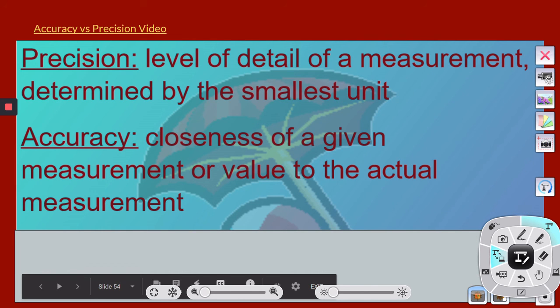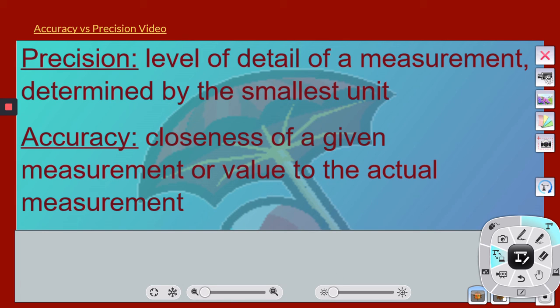Let me give you a couple of definitions, please, to copy down in your notes. It's really just two.